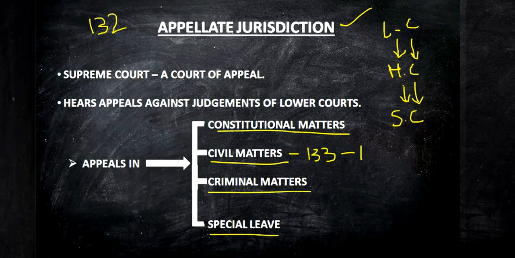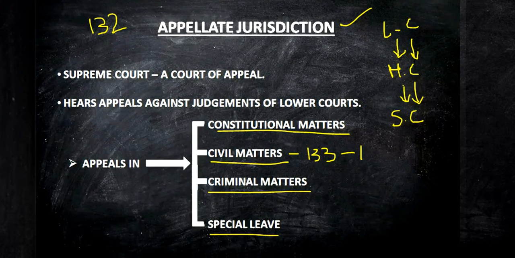So under civil matters, what is the procedure? An aggrieved person can move from the lower court to the High Court, and if the High Court certifies that the case involves a substantial question of law and it can be appealed in the Supreme Court, then only that particular case will be appealed in the Supreme Court and the Supreme Court will hear the case. Otherwise, nothing of that sort will happen. Is it clear? Now let's move on to the next important case, that is the criminal case.